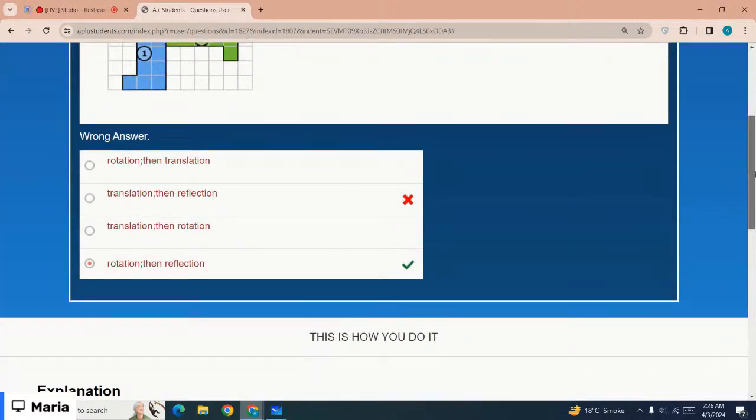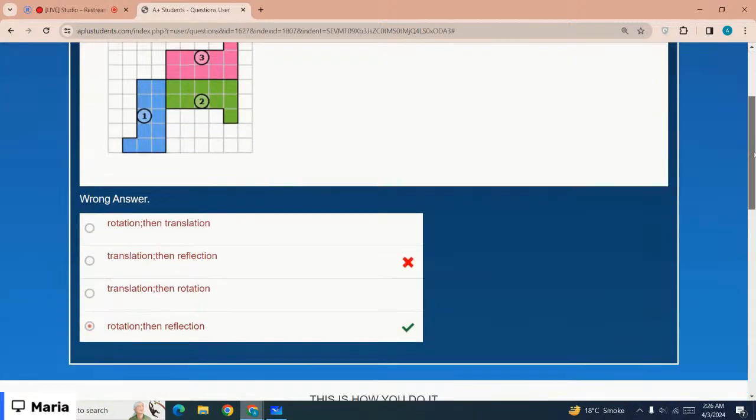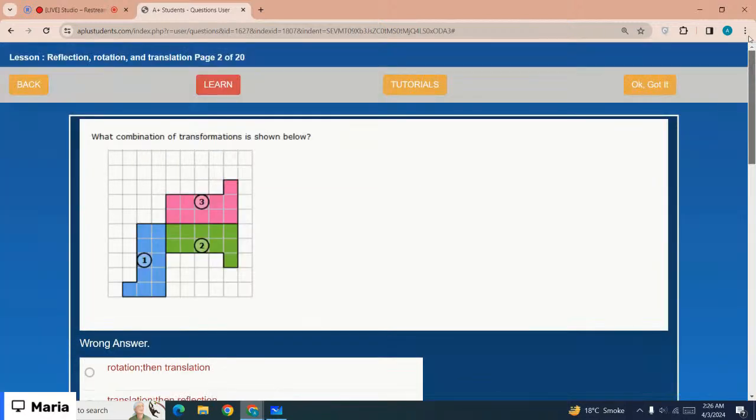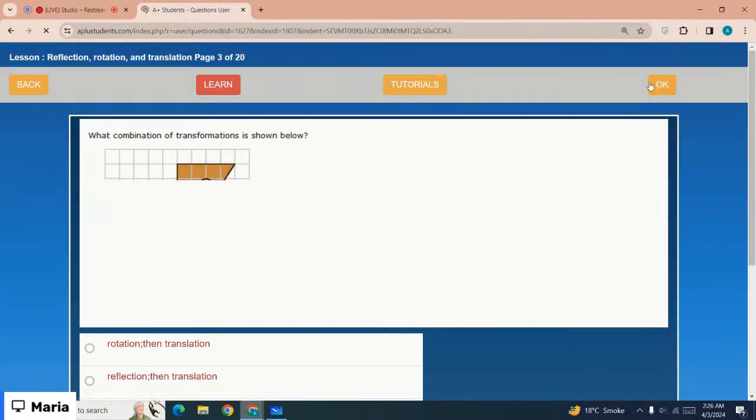Rotation and then reflection. Sorry, rotation it is. First one is rotation.